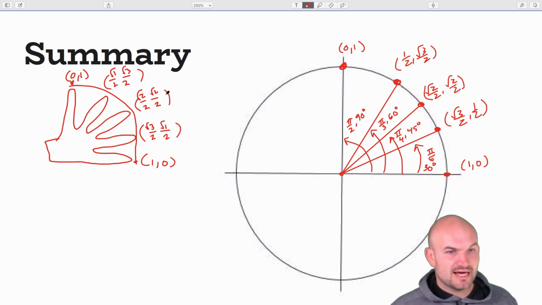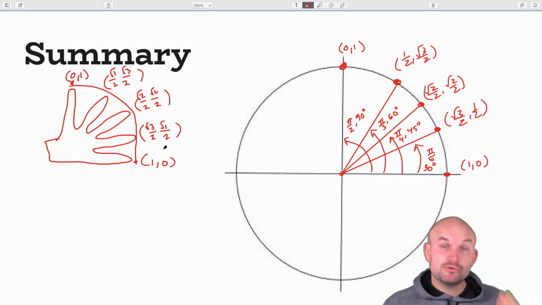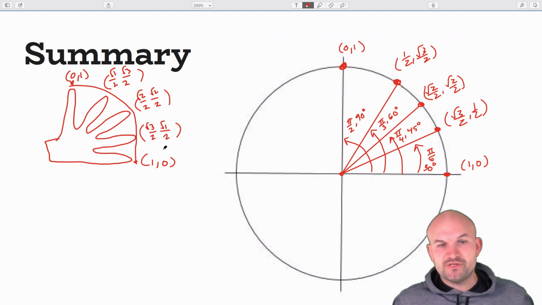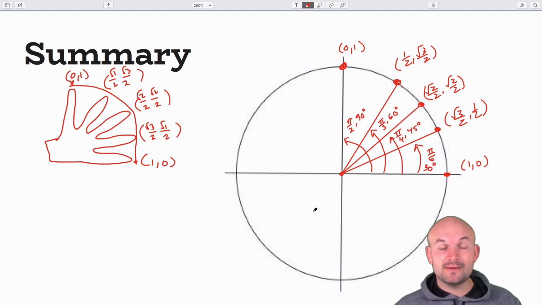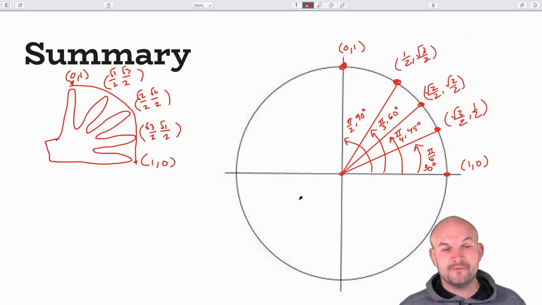Obviously a lot of students, when they're doing these problems quickly, will get them mixed up. And I do it all the time too. I might even do it today. You just have to slow down and think about which angle and point you are using.